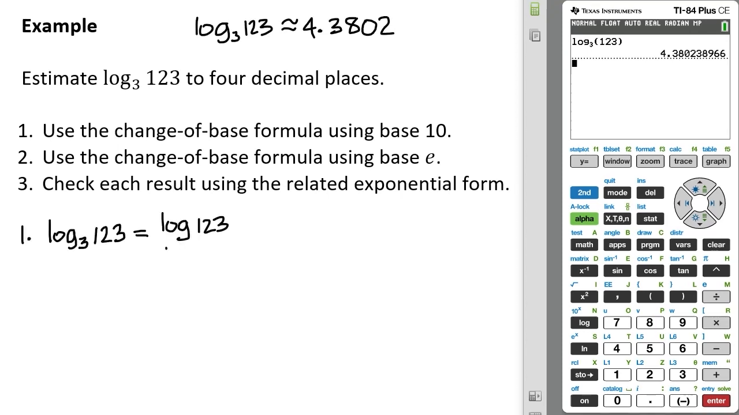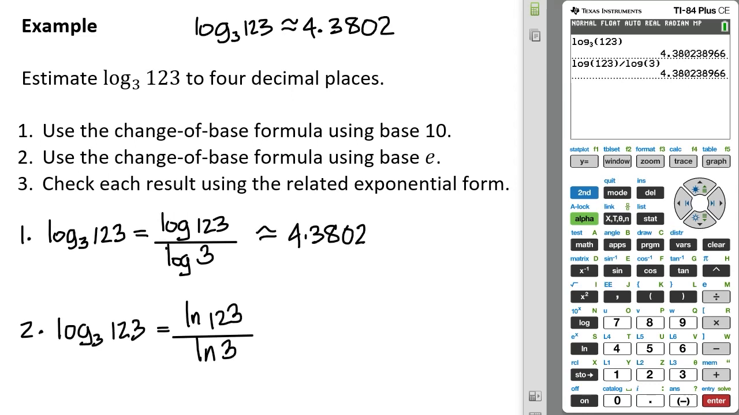Remember, log base 3 of 123 equals log 123 over log 3. So that's log 123 divided by log 3. The base is in the bottom, and I get exactly 4.3802. And for part 2, I'm going to use base e.